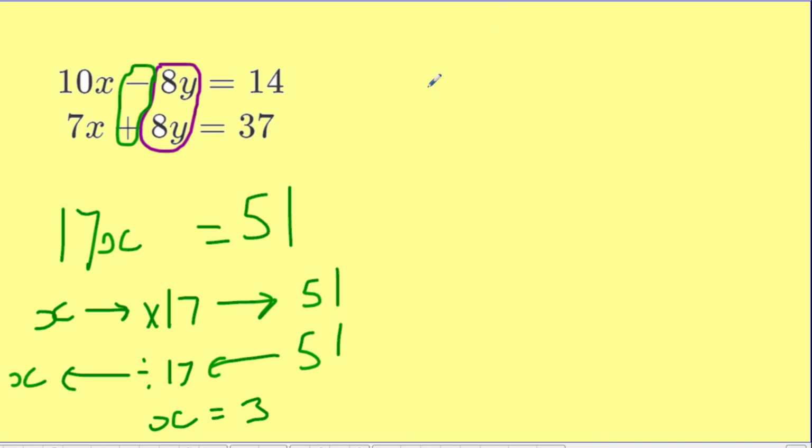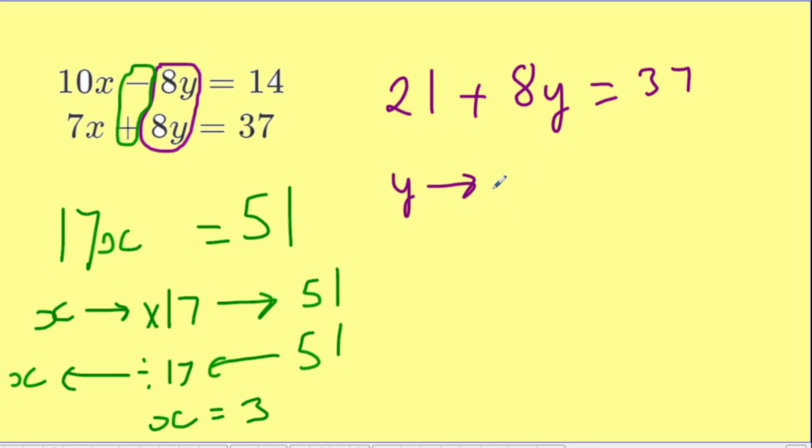So we know that x is 3. So I'm going to do the top one. 7 times 3 is 21, plus 8y is 37. Okay, let's solve this equation. We need y on its own. So y times 8 plus 21 is 37. So let's reverse it.